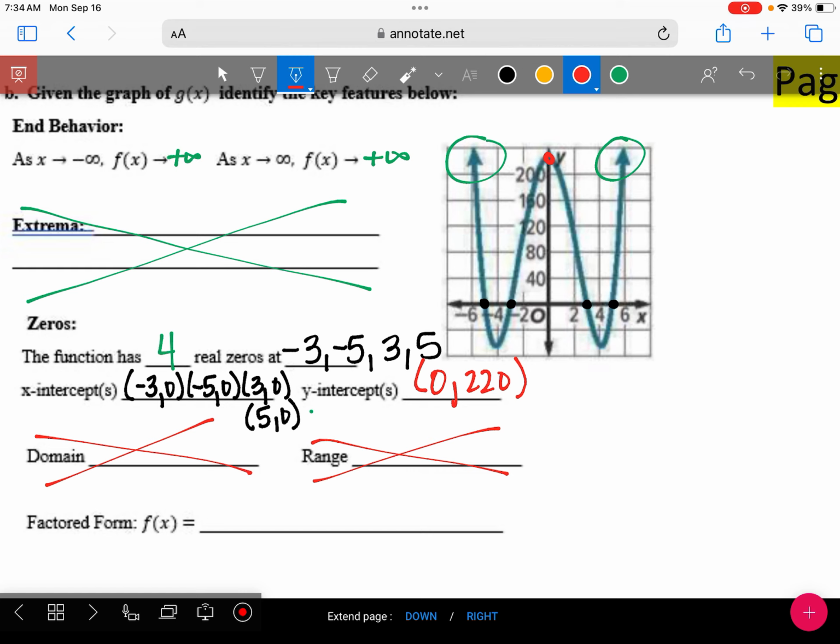How do I know this is even? Both of the arrows are the same. So let's go ahead and make our 4 parentheses. And we have a plus 3, a plus 5, then a minus 3, and a minus 5.